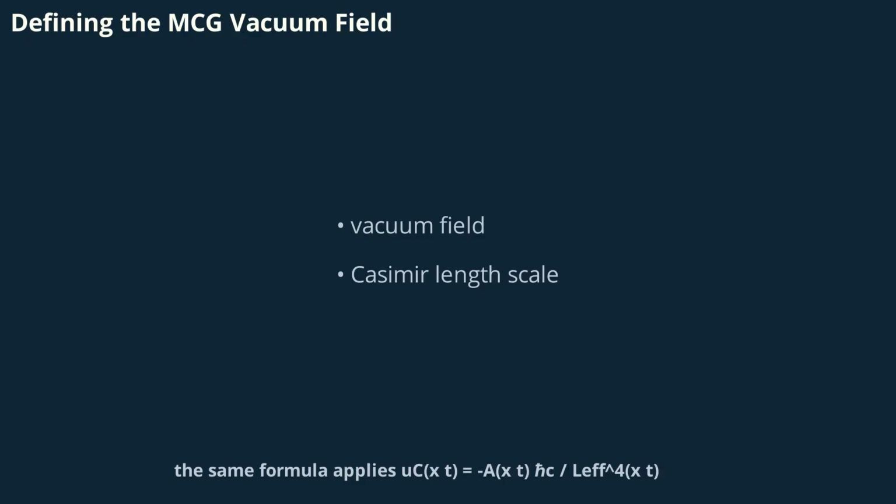UC(x,t) equals A(x,t) times the Casimir coefficient over L_eff to the fourth power. This means that by changing geometry, density, or phase, we alter L_eff, which in turn modifies the vacuum energy density and the local gravitational potential. The beauty of MCG is its universality: one field, one flow, all scales.